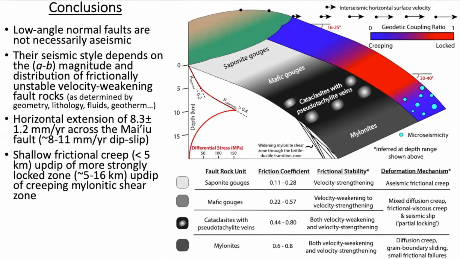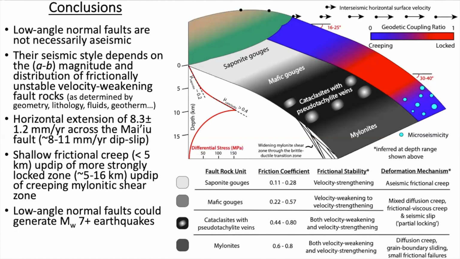We find the shallow frictional creep in the shallowest 5 kilometers of the fault zone, up dip of a more strongly locked zone, which itself is up dip of a creeping mylonitic shear zone, is the most likely model of active slip on the Mayu fault. And finally, we find that low angle normal fault earthquakes could be up to magnitude 7. So these faults cannot be ignored in future seismic hazard assessments.